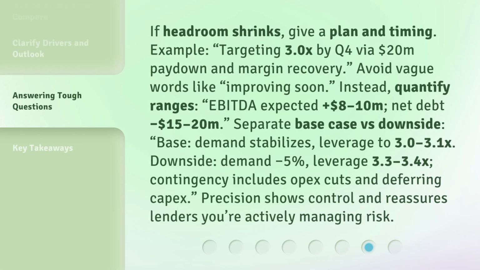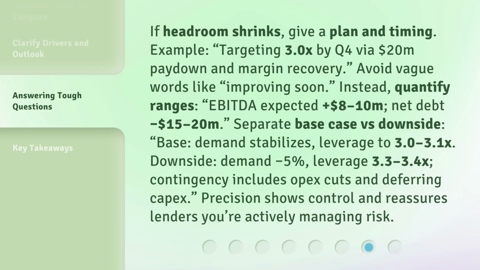If headroom shrinks, give a plan and timing. Example, targeting 3.0x by Q4 via $20 million paydown and margin recovery. Avoid vague words like improving soon. Instead, quantify ranges. EBITDA expected plus $8 to 10 million. Net debt minus $15 to 20 million.